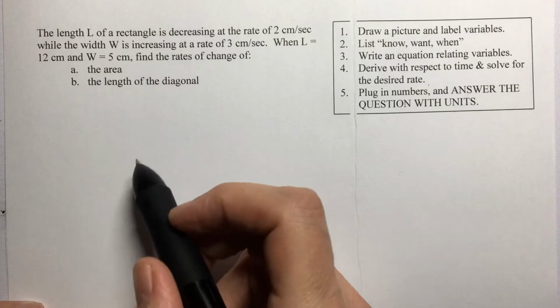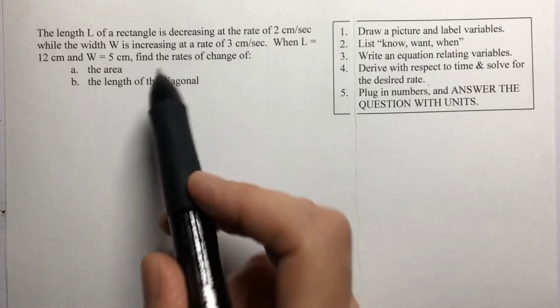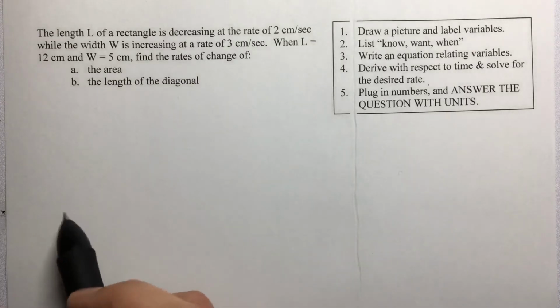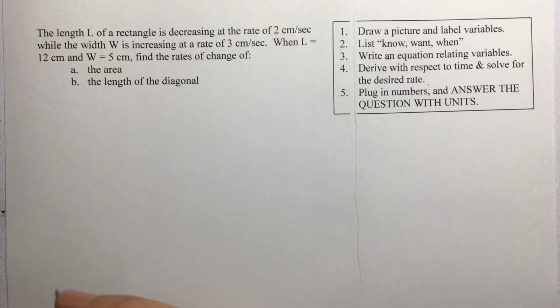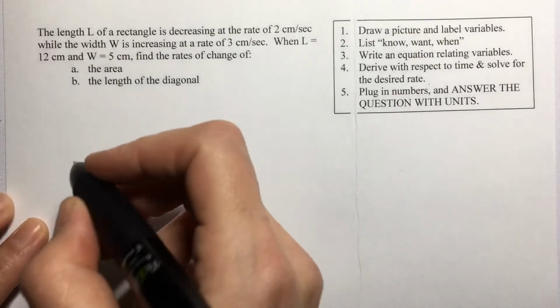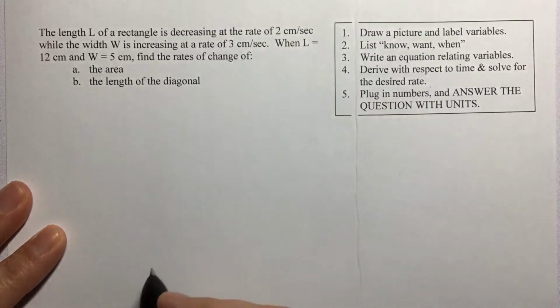Okay. So, when L is 12 and W is 5, find the rates of change of the area and also the length of the diagonal. So we have actually two separate problems entirely here. So yet again, I am going to draw a picture and label the variables.